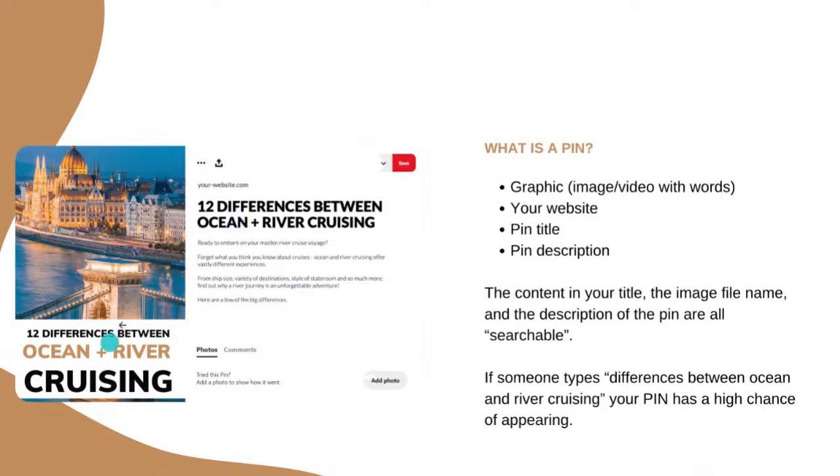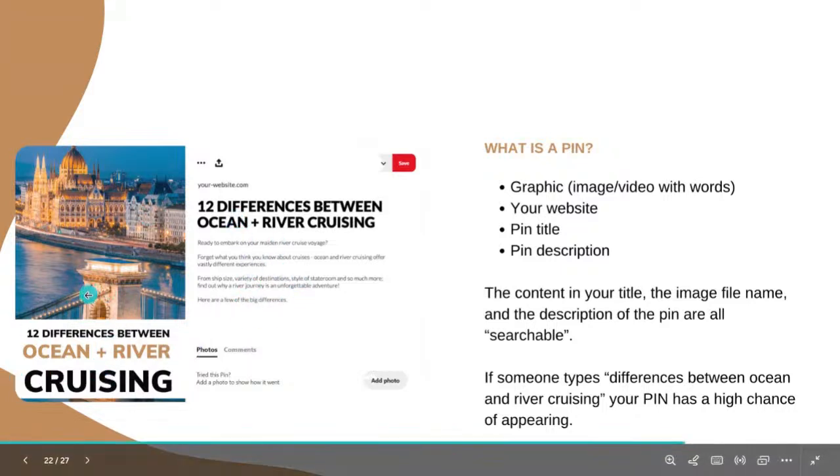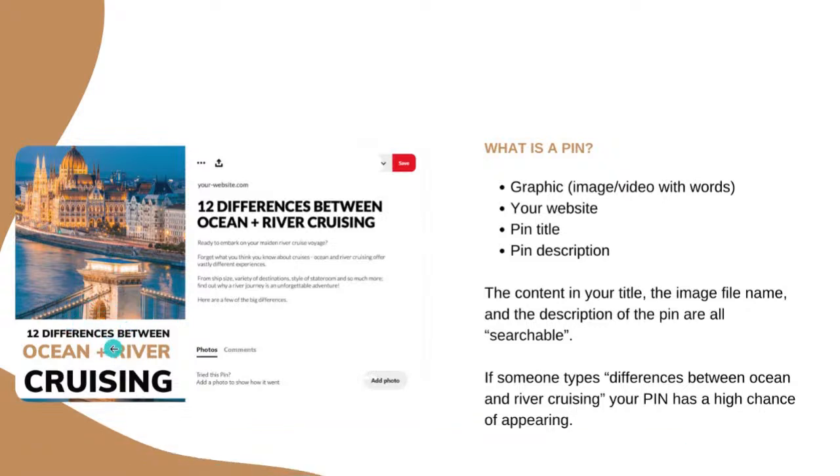Okay, now the name of the image, so instead of it being image 1, the name of your image, you should rename it to 12 differences between ocean and river, because the name of your image, the title, and the description are all searchable in Pinterest. So if someone typed into Pinterest the difference between ocean and river cruising, that pin would more than likely come up. Okay, that is what you need to know about a pin.